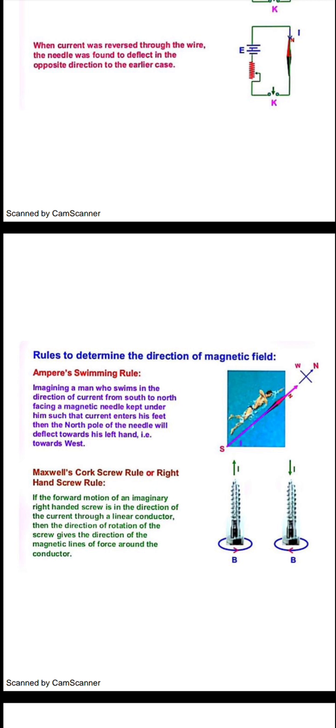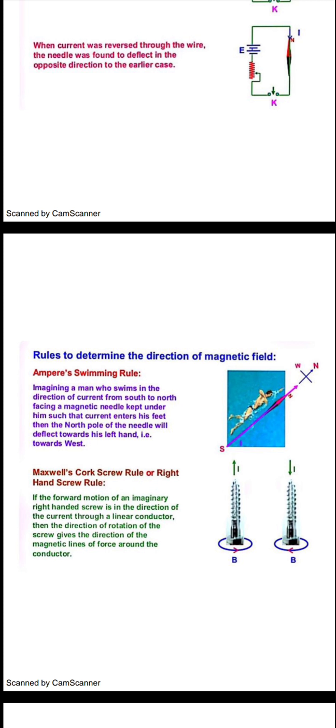So this was the rule given as Ampere's swimming rule, and it is also called the SNOW rule, because to remember the direction by heart, we use the SNOW rule. S represents the south direction, N represents the north direction, and W represents the west direction. What does it mean? Whenever the current flows from south to north, the compass needle will deflect towards the west direction. This was the SNOW rule.